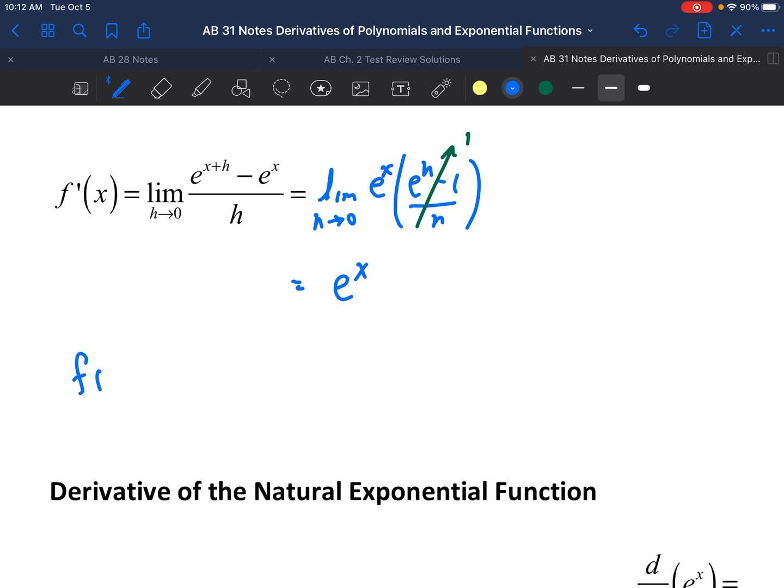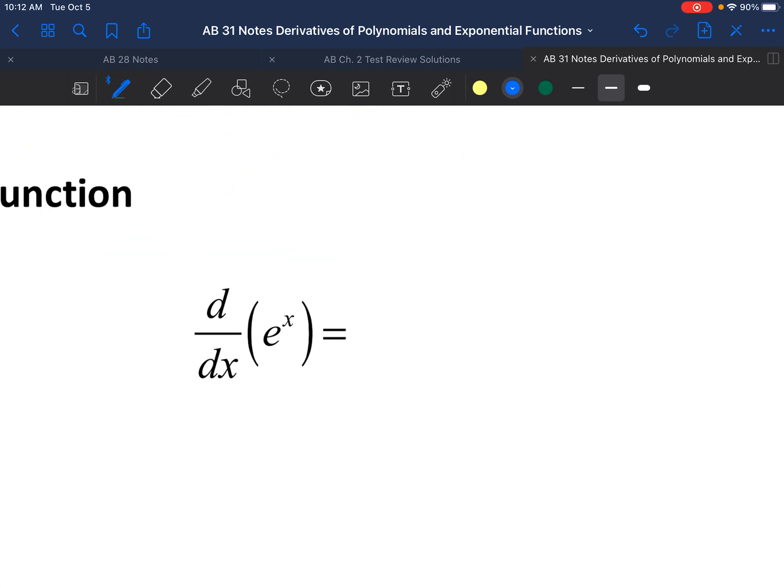So, given our function f of x equals e to the x, the derivative f prime of x equals e to the x. Huh. Imagine that. The derivative of the exponential function, base e, is itself. That's kind of fun. It is its own derivative. Is that the only function that's its own derivative? I wonder. So what we have, derivative of e to the x is e to the x. That's another rule to remember.